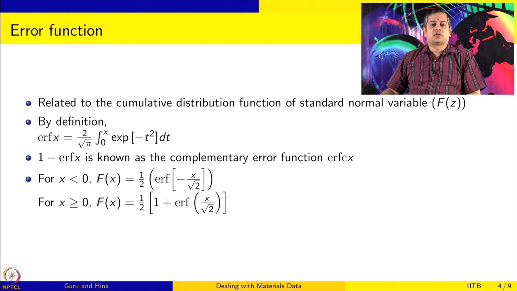1 minus the error function of x is known as the complementary error function, and sometimes it is denoted as erfc of x. And for x less than 0, the cumulative distribution of the standard normal variable is just half of 1 minus error function of x by root 2, and for x greater than or equal to 0, it is half of 1 plus error function of x by root 2. So, we are going to plot these functions and see how they are related. In other words, if we take a standard normal variable and get its cumulative distribution function, from that we can calculate the error function. For example, 2 times F of x minus 1 will give you the error function of x by root 2. That is what we are going to look at, and we will also learn how the error function is related to the diffusion problem.